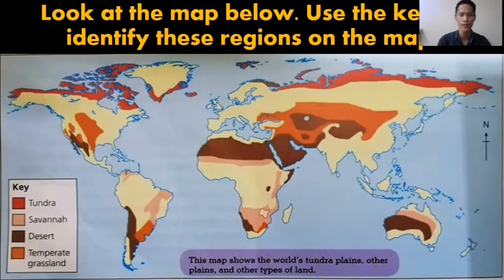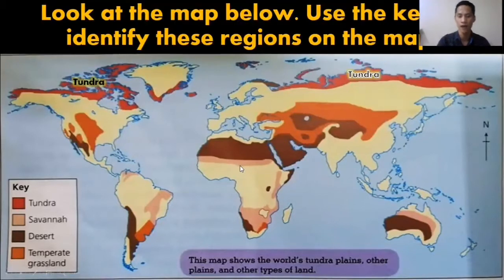Just like what I've said from the beginning of this lesson, tundra is found in the northern hemisphere. So in this part, North America, that is a tundra plain. And the northern part of Europe and Asia is also a tundra plain. Now let's find out the savanna.